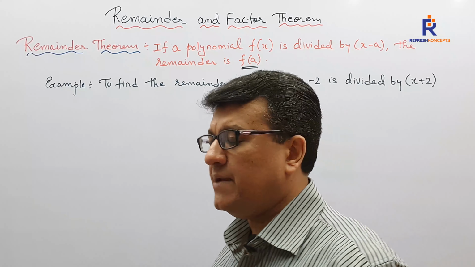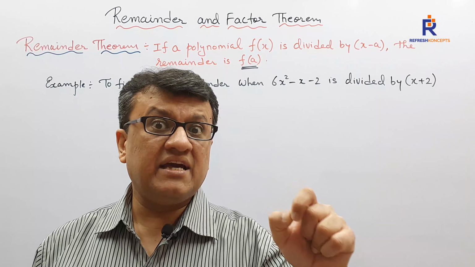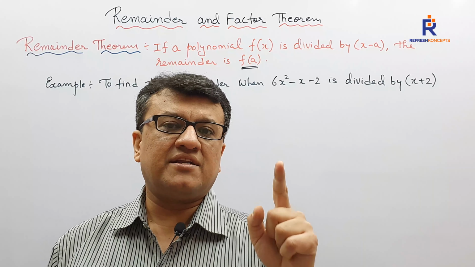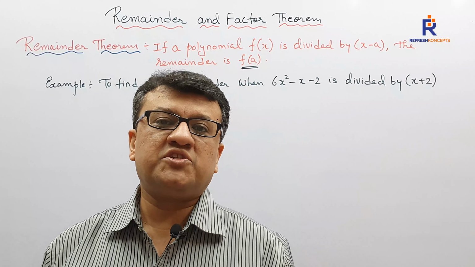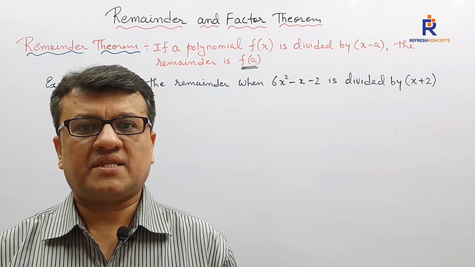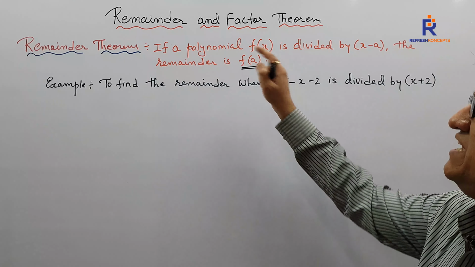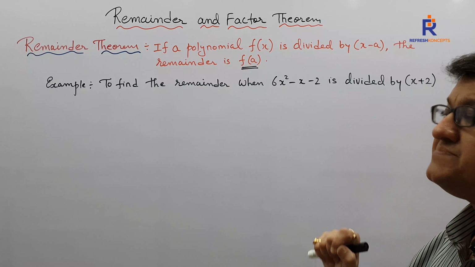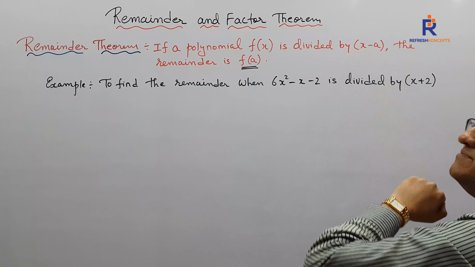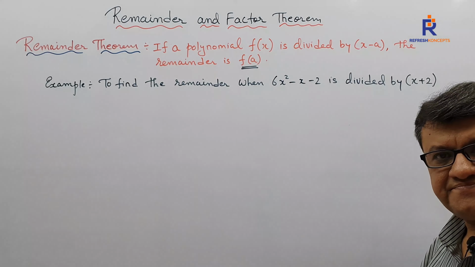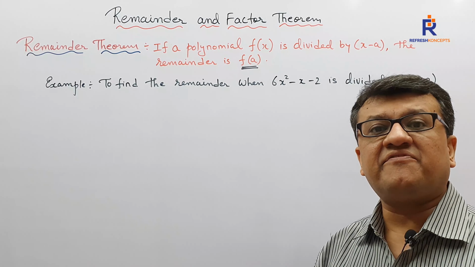So how is the remainder theorem helping us? The remainder theorem helps us to get the remainder directly without finding the quotient, that too without actual division or synthetic division. How? Let's see. What is the definition of the remainder theorem trying to say? If a polynomial f of x is divided by x minus a, so we have a polynomial which is getting divided by a binomial, the remainder is f of a.